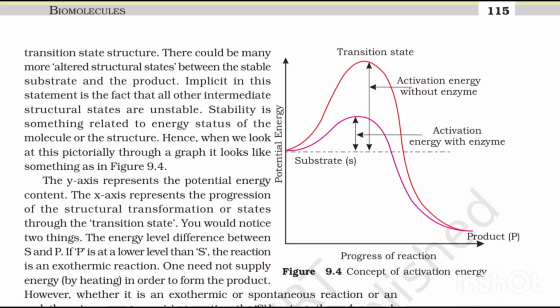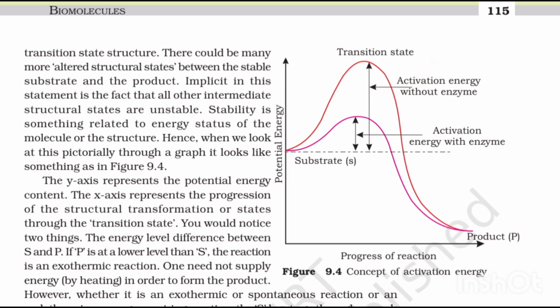Here, in figure 9.4, the concept of activation energy can be seen in this picture. Here we can see a graph in which the x-axis represents the progress of the reaction and the y-axis represents the potential energy. So this is the level of potential energy of the substrate and this is the level of potential energy of the product. And here we can see a high potential energy state which represents the potential energy state of the transition state.